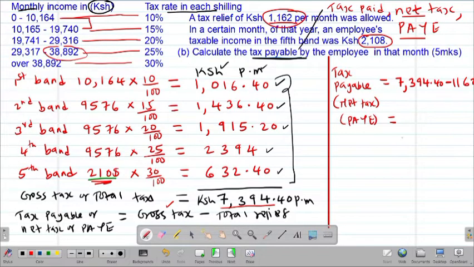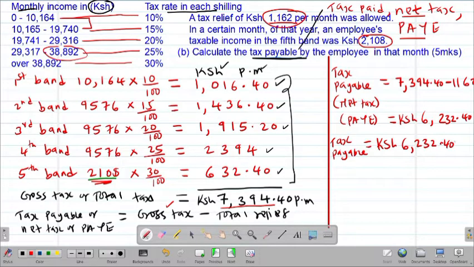Your calculator should be able to give you Kenya shillings of 6,232 and 40 cents. Therefore, the PAYE or the tax payable will be equal to Kenya shillings 6,232 and 40 cents. Then of course this is shillings per month, since our table was in monthly, then of course in Kenya shillings.